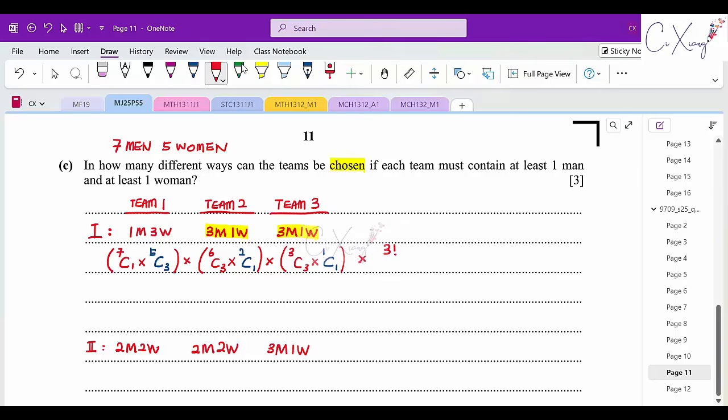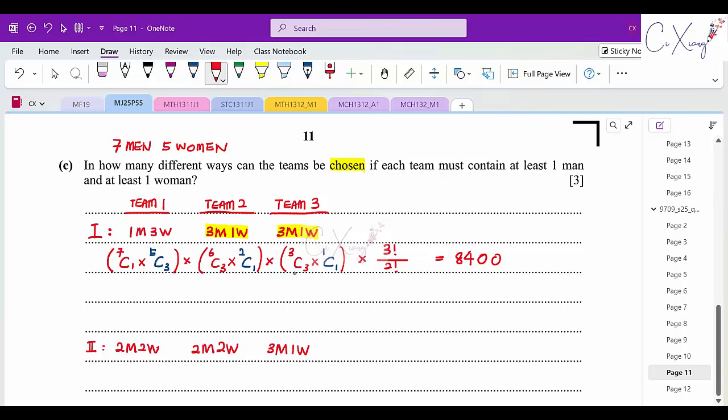3 factorial means that you are trying to rearrange the 3 teams here into 3 different towns. So 3P3. But because I'm having 2 identical teams, right? Okay, with 3 men and 1 woman, therefore you have to divide it by 2 factorial. Then when you simplify this part, by right, you will be having 8,400. This is what we have for case 1.